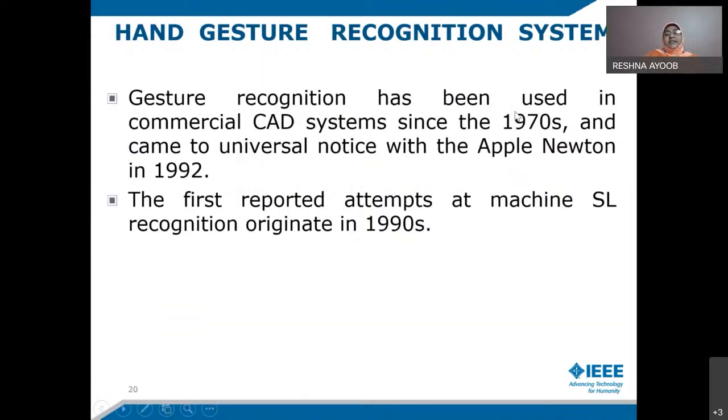So hand gesture recognition has been used in commercial CAD systems since the 1970s, and that came to universal notice with the Apple Newton in 1992. And the first reported attempts at machine sign language recognition originate in 1990 with the recognition of American Sign Language by Thad Starner.